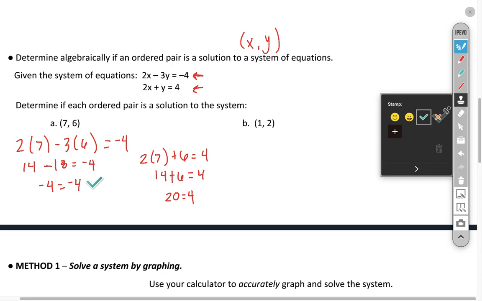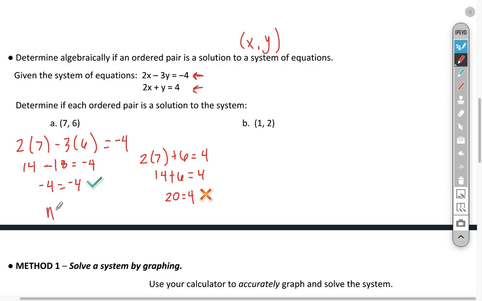That is not true. This is not a solution. Okay, so A is done. This is not a solution.